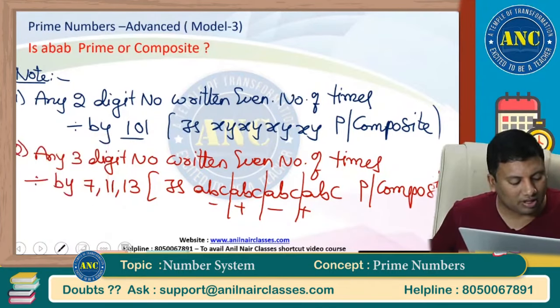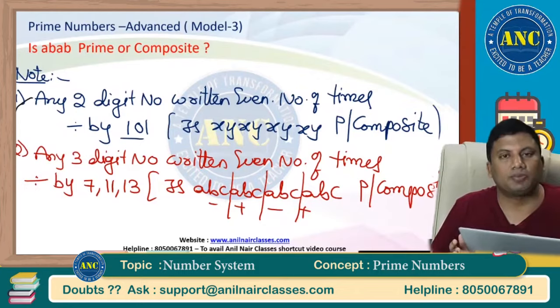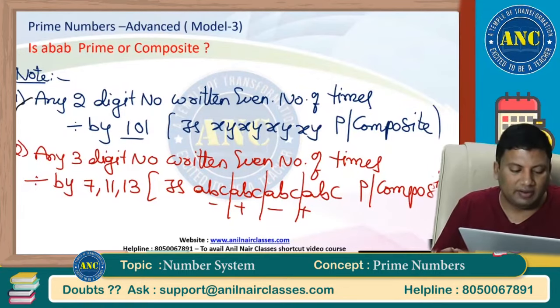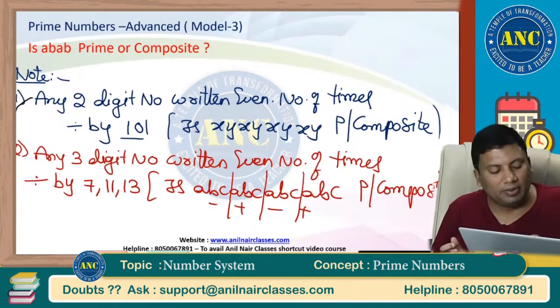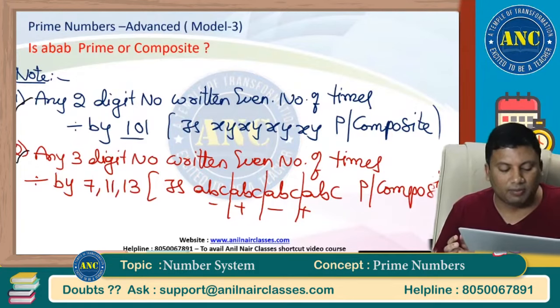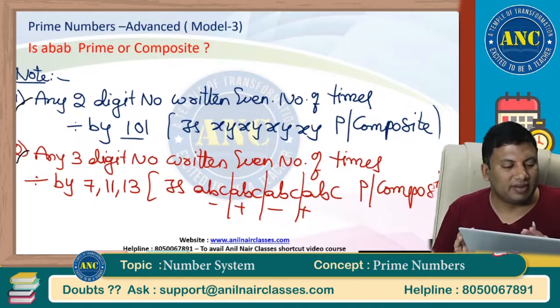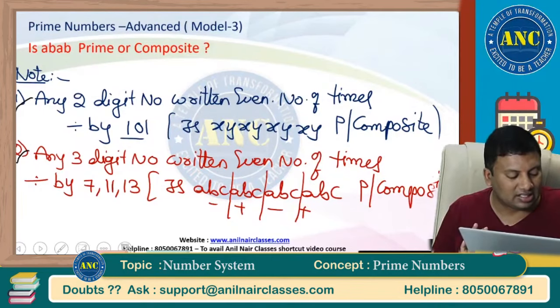Please make a note of these two important concepts. A 2-digit number written even number of times is divisible by 101. Any 3-digit number written even number of times is also divisible by 7, 11, 13. I hope the idea is clear.